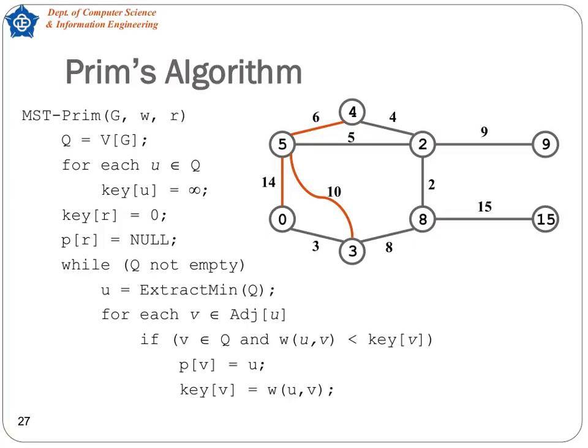For every neighbor v still in Q, if the edge (u, v) is lighter than the current key, we update the parent of v to u and the key of v to w(u, v).